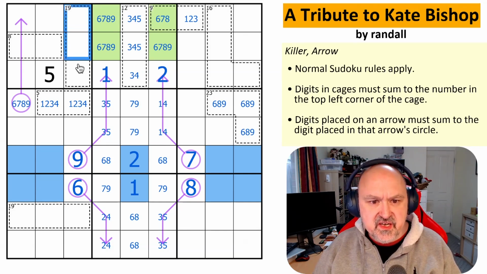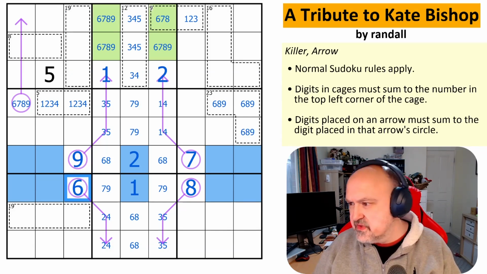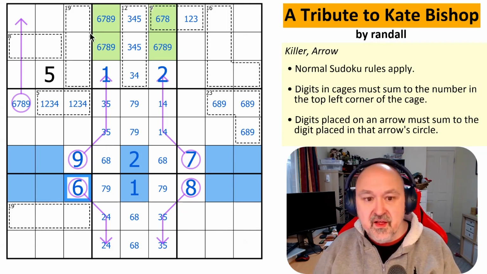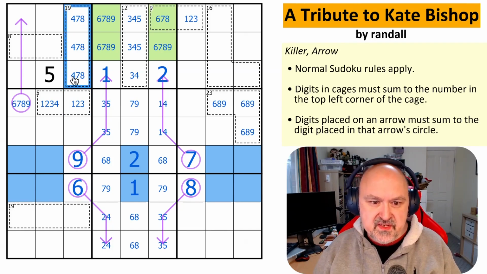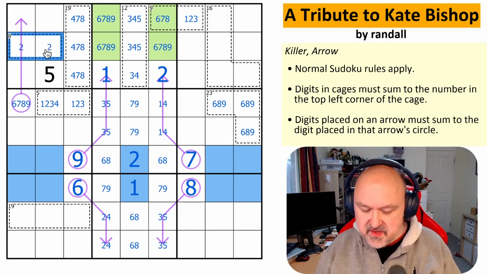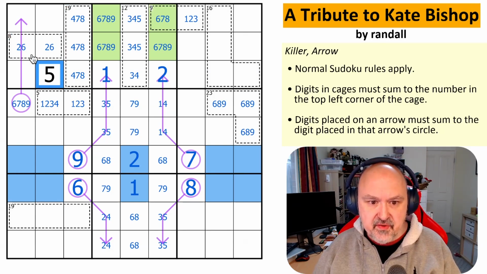So 19 in 3 without 9 or 6. So 289 not possible, 379 not possible, 469 not possible, 568 not possible. This is 4, 7, and 8. Forced. Completely forced. So this is not 4. So if this is 4, 7, and 8, what can this be? It can't be 1, 7. It could be 2, 6. It can't be 3, 5. So this is 2, 6.